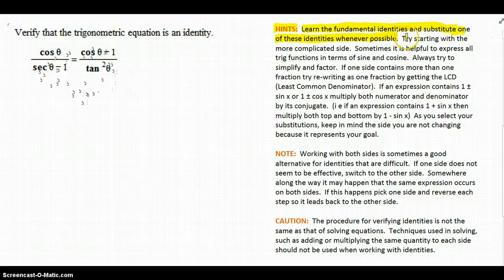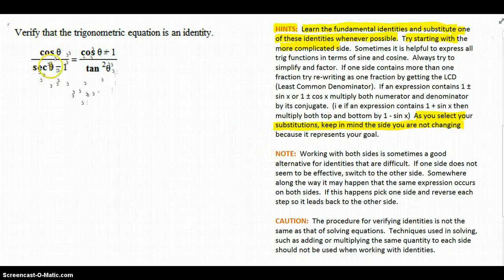It's always good to try to start with a more complicated side. And then what you're going to do is continue on. If I go to the end, all these are different helps. And as you select your substitutions, keep in mind the side you're not changing.